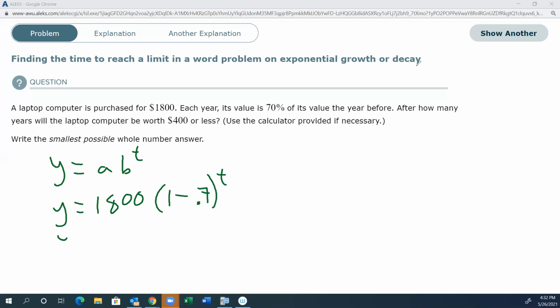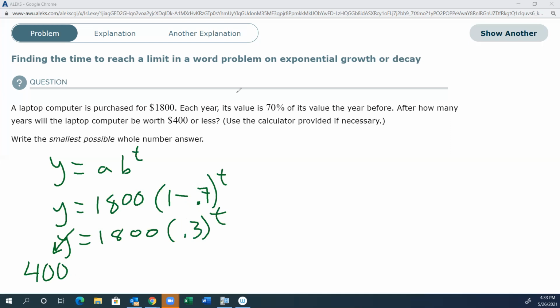All right, so you can just say, if you want, 1,800 times 0.3 to the t. That's totally cool. So you lose 70%. That means you end up with 30%. And we want to know when, let's do it like this, when the final amount is going to be $400. We can get a decent idea about that just by estimating.